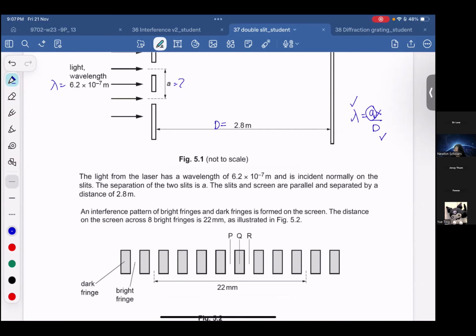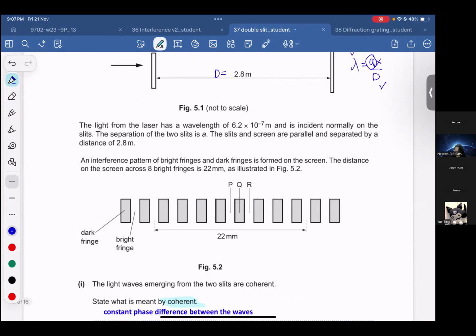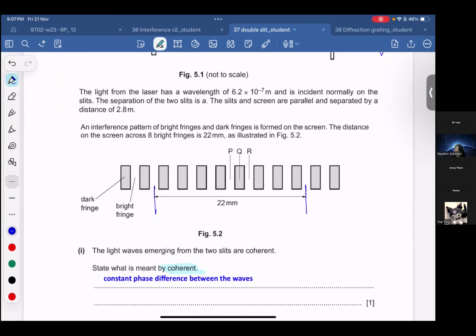So we have the D. How do I know the x? From here to here. But this is not your x, boys and girls. This is not your x. From bright to bright, this is called x. So I got 1, 2, 3, 4, 5, 6, 7, 8. I got a total of 8 x equals 22 mm. So what is your x from here to count? But this is not a challenging question. So until here, is that clear?